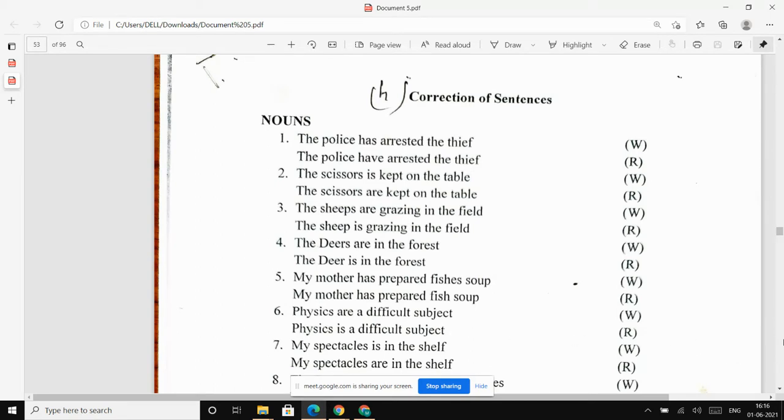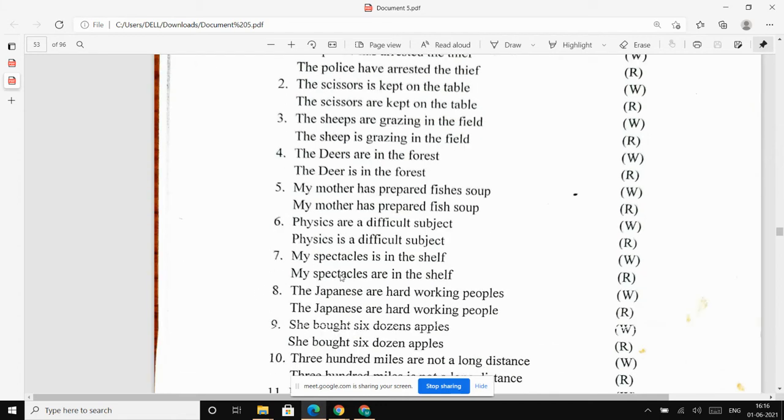My spectacles is in the shelf. So my spectacles, it is a double. So my spectacles are in the shelf. The Japanese are hard working peoples. So here the correction lies with the peoples. We never say peoples, we always say people. The Japanese are hard working people.